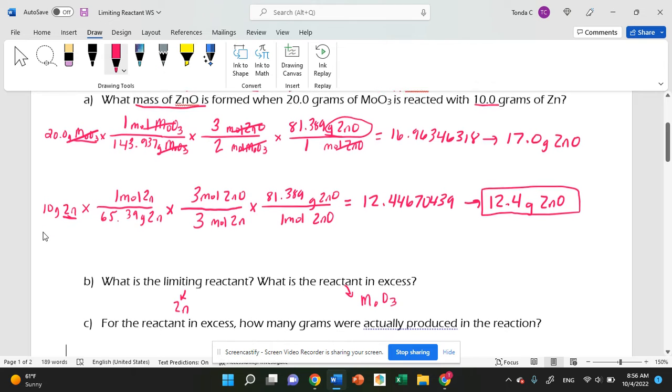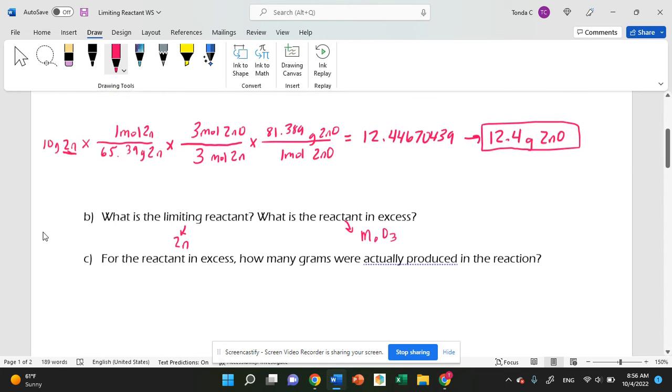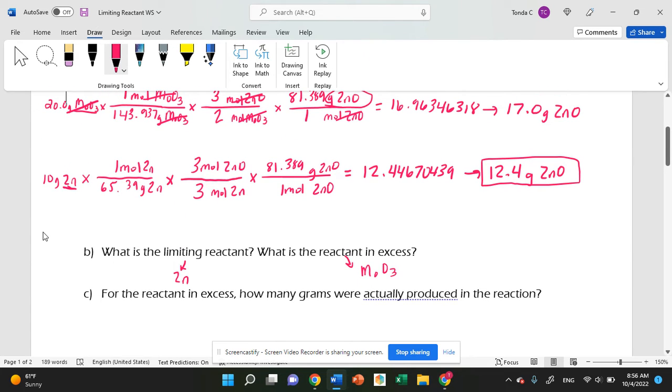We need to next figure out, for my reactant in excess, how many grams did it actually use? In order to do this, we know limiting reactants limit everything. So we're going to start with Zn, and it has to come from the problem. If you look up in the problem, we started with 10 grams of Zn. A lot of people want to use this number over here, but this is our product. We want to start with our limiting reactant, which was here, and we want to go to our reactant in excess.